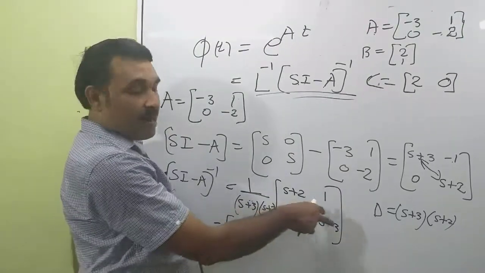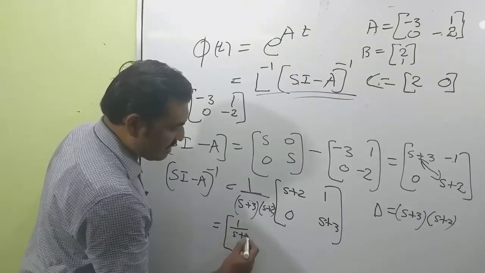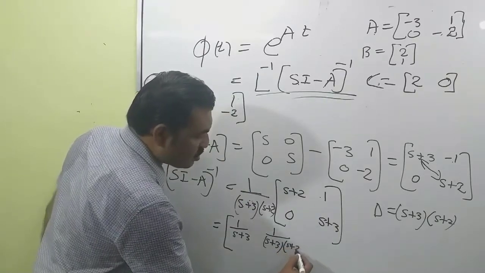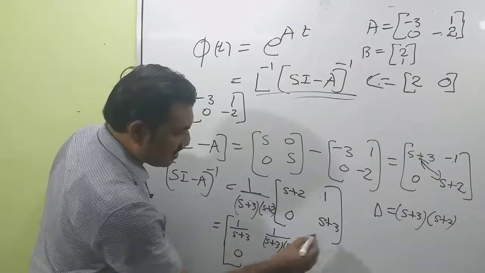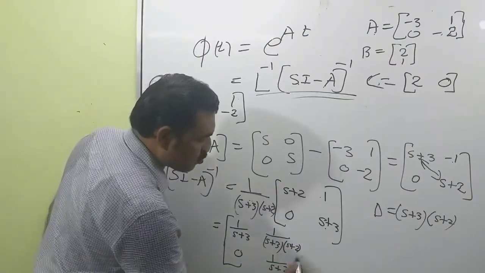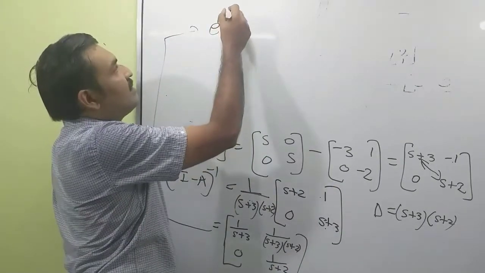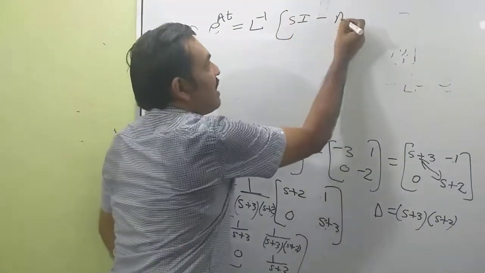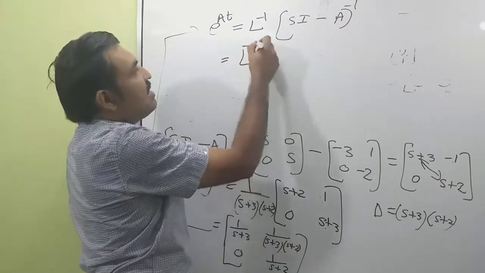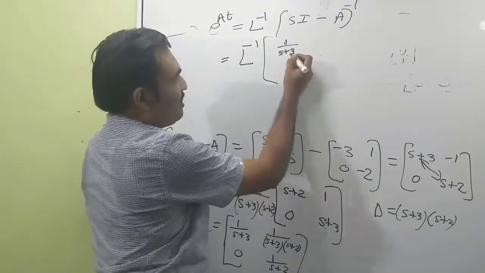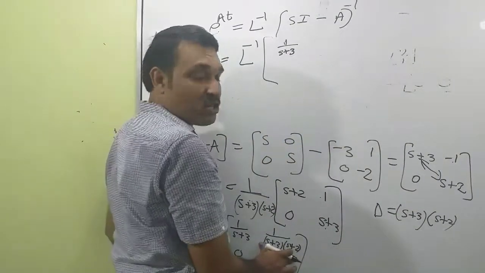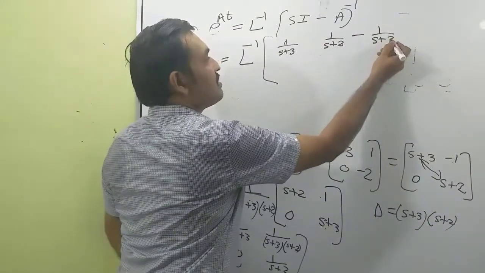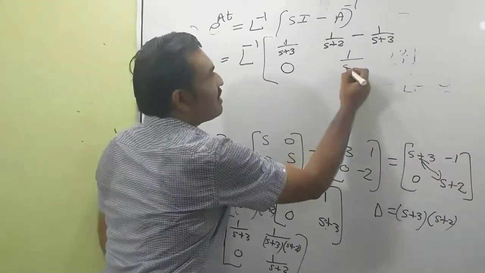Now taking this term inside the matrix, the first element becomes 1 by (s plus 3). This element becomes 1 divided by (s plus 3) into (s plus 2). The third element becomes 0 and this element becomes 1 divided by (s plus 2). e raised to At is equal to L inverse of (sI minus A) inverse. Using partial fraction expansion, the second element is 1 divided by (s plus 2) minus 1 by (s plus 3), and then 0, 1 by (s plus 2).